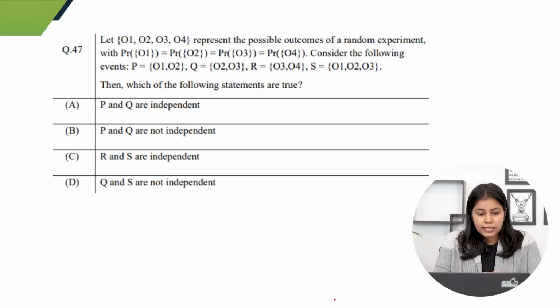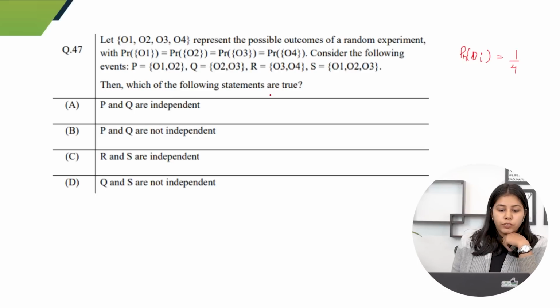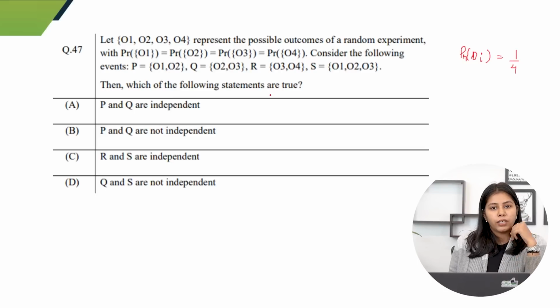Now, next question is again from probability. It says that O1, O2, O3, O4 represent the possible outcomes of a random experiment. Probabilities of O1, O2, O3, O4 are equal. So I can say that probability of Oi would be 1 by 4, because each has equal probability and we have four options possible. Consider the events P, Q, R, and S. Then we have to tell which of the statements are true. P and Q are independent, P and Q are not independent, R and S are independent, or Q and S are not independent.